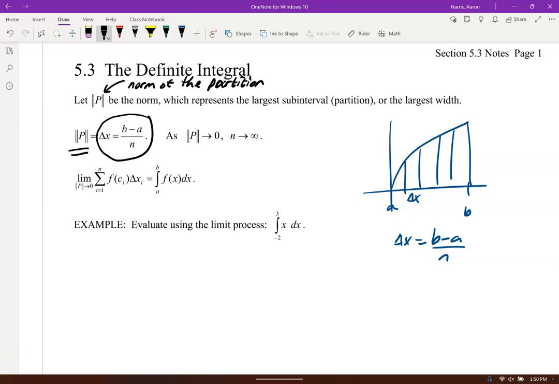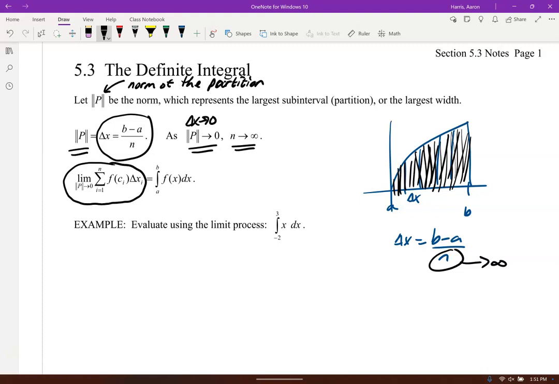And we took the delta x to go to 0. In other words, as the number of subintervals went to infinity, right? So as delta x goes to 0, or the norm of the partition goes to 0, so the number of rectangles goes to infinity, we get a whole bunch of these rectangles, add them all up, because delta x is going to 0, right? We would get the area under the curve. So the limit as the partition goes to 0 is the same thing as the limit as delta x goes to 0, or the limit as n goes to infinity. All the same thing.